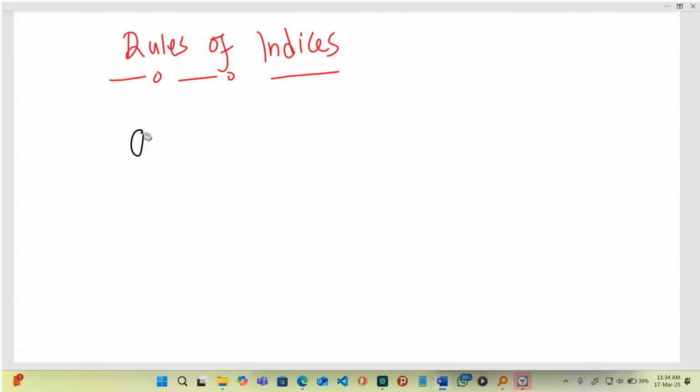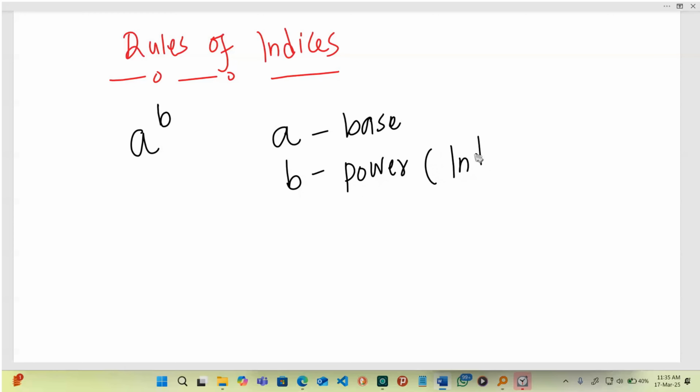So indices will be of this form. You have A power B. Assume that you have such a thing on your paper. So what is A? A is called a base and B is called a power or an index or an exponent. So if I say A exponent B, I'm as well saying A is raised to a power of B, or A has an index of B.